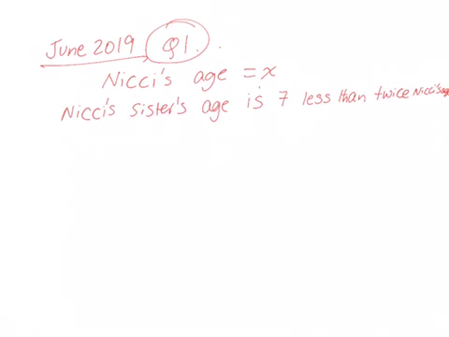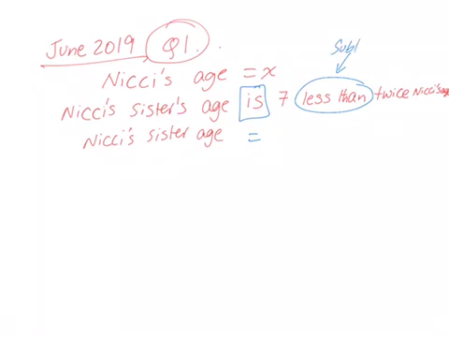Now remember keywords. Is means equal. So we have Nikki's sister's age is equal to 7 less than. What does less than represent? Less than is subtraction, right? So then we have another keyword, twice. What does twice represent? 2 times Nikki's age, and Nikki's age is A, right? So remember this thing that I told you with subtraction. Whatever follows the subtraction will lead the question. So this is our first part, and we'll subtract the 7 after it. So we get 2A minus 7.